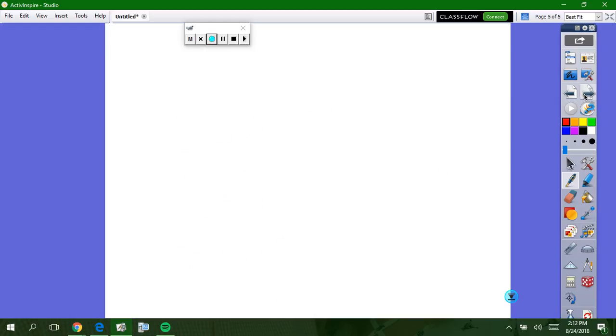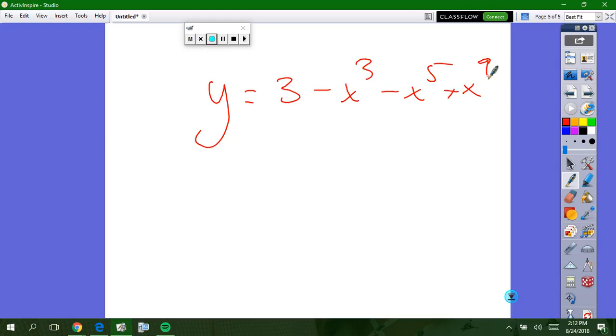So, really quickly, we're going to do this by ourselves. y equals 3 minus x cubed minus x to the 5th plus x to the 9th. Without graphing it, but thinking about what the graph looks like in our head, what is our end behavior? So you have to ask yourself, what's the first thing you're going to ask yourself?